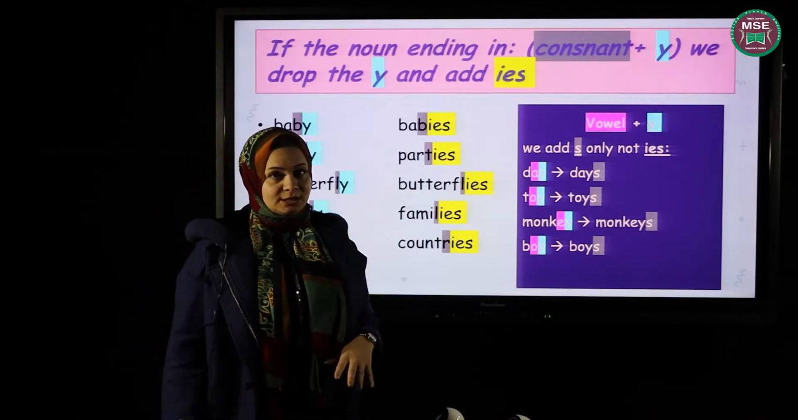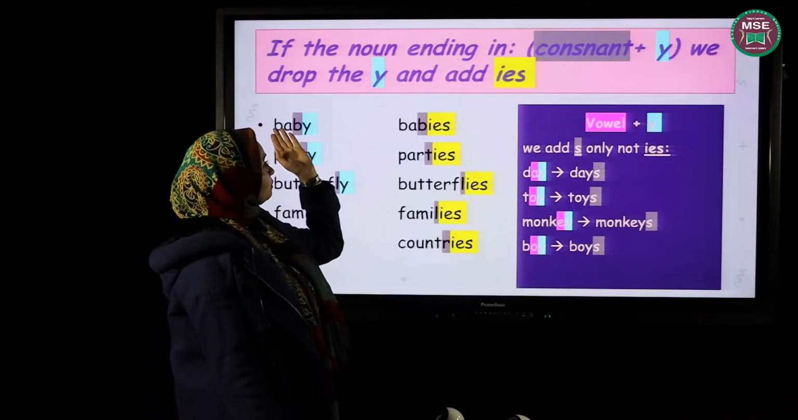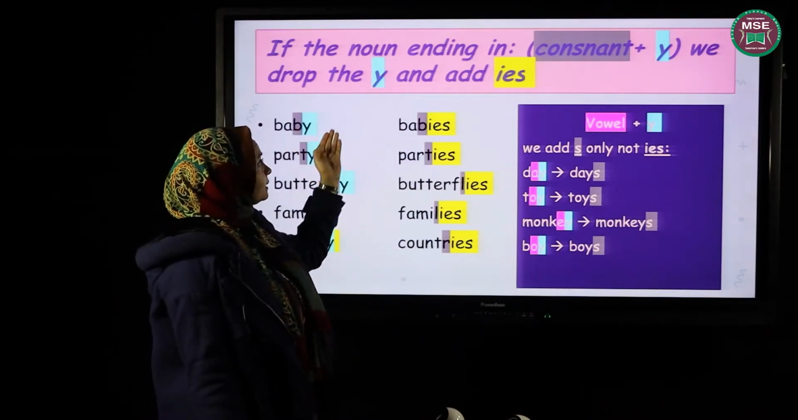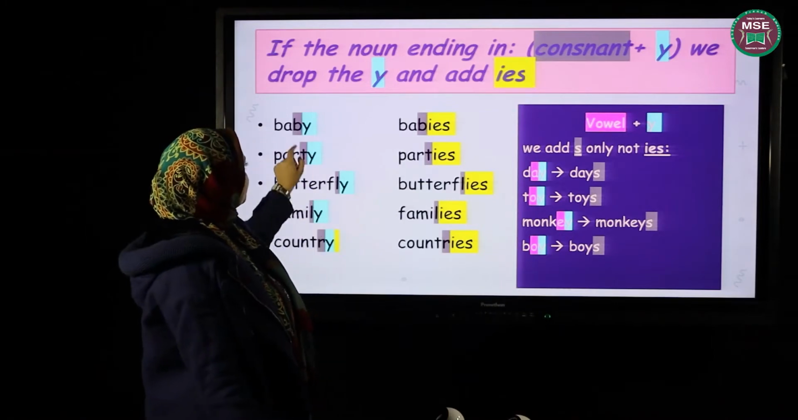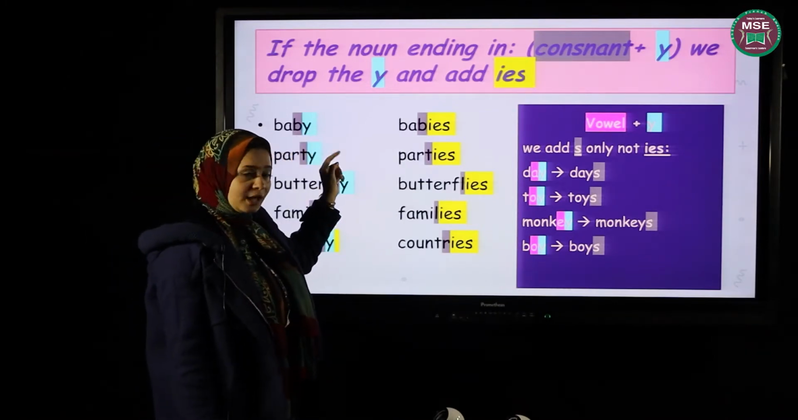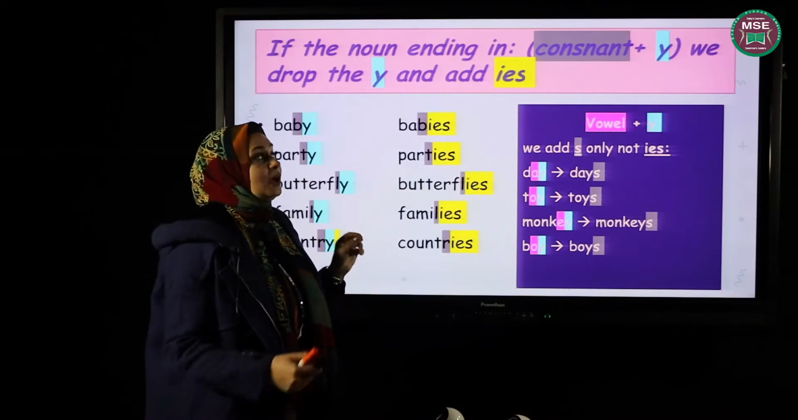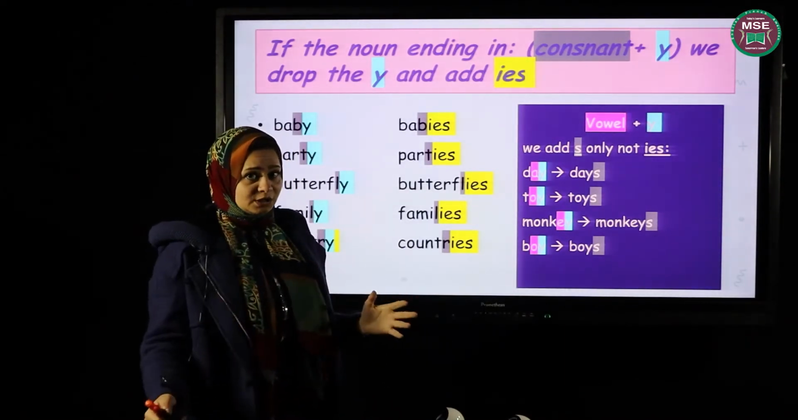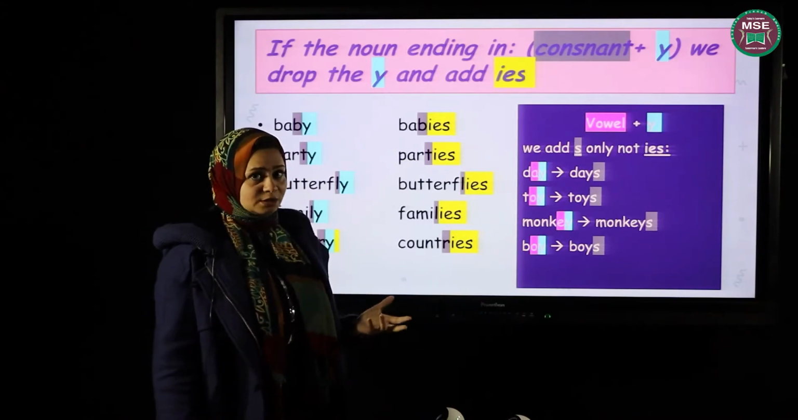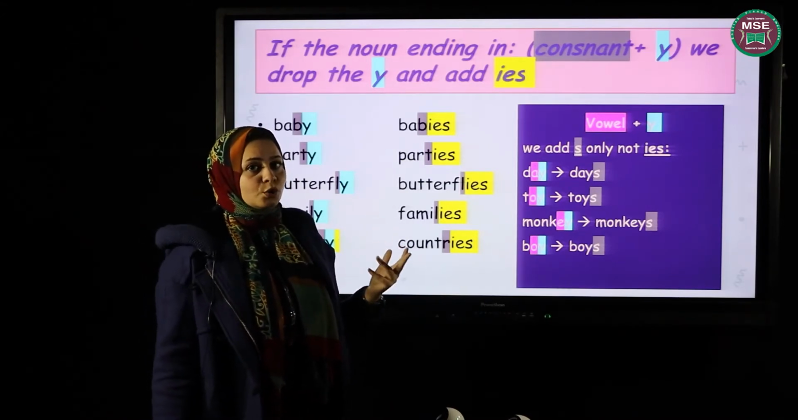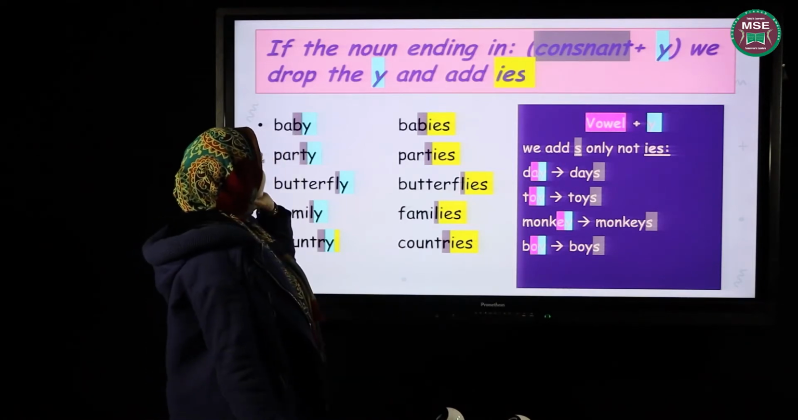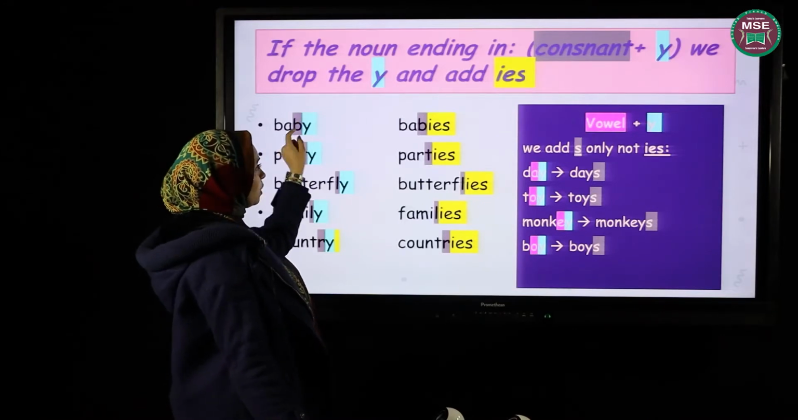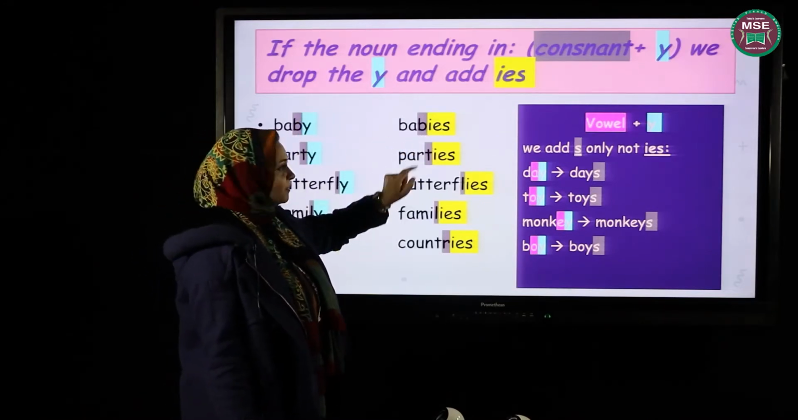And we have another case. If the noun ends in a consonant plus y, we drop the y and add ies. For example, baby. Can you see baby ends with y, and before this y, b. B is a consonant. What is the meaning of consonant? Consonants are the rest of the letters except the vowels. What are the vowels? A, E, I, O, U. So B is a consonant, and after the B is Y, so I'm gonna cross out the Y and put IES. Babies.